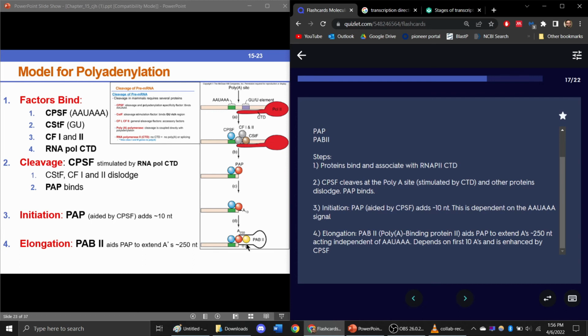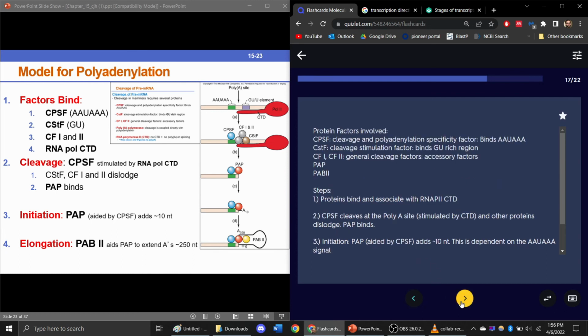Those are pretty much all of the steps. This is pretty much everything for polyadenylation.